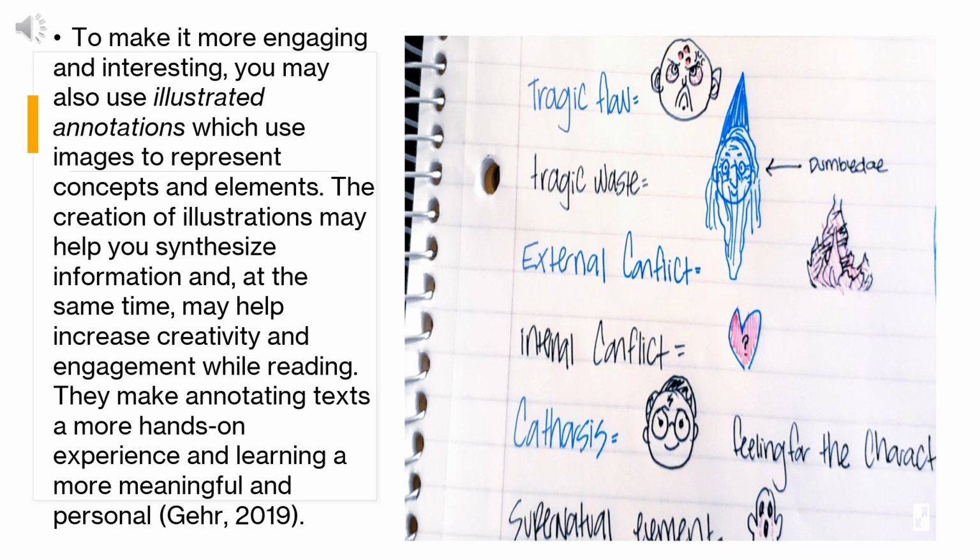So, look at the external conflict. What's the illustration for it? It seems to be a fire. The internal conflict is kind of easy to understand. The illustrated annotation for it, you have a heart. So a love thing is the internal conflict. Then catharsis, you have the feeling for the character. Then for supernatural element, you have Casper, a ghost. So an example of a supernatural element is a ghost.